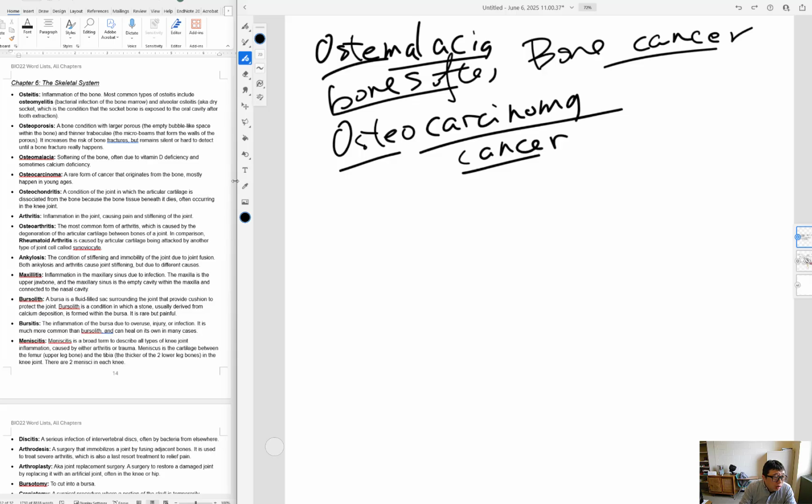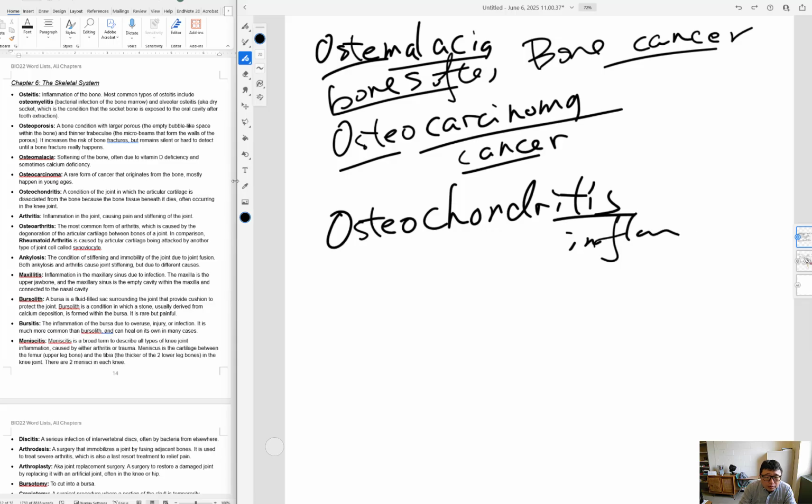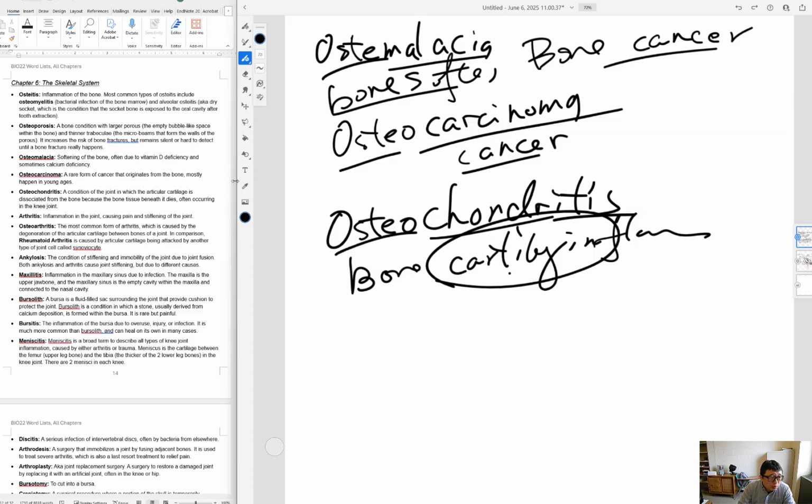Let's say next, osteochondritis. Itis, inflammation. Osteo, bone. Chondro, cartilage. By the word it means bone and cartilage inflammation, but in most cases this means the cartilage inflammation, and more specifically, you see, did I mention this?